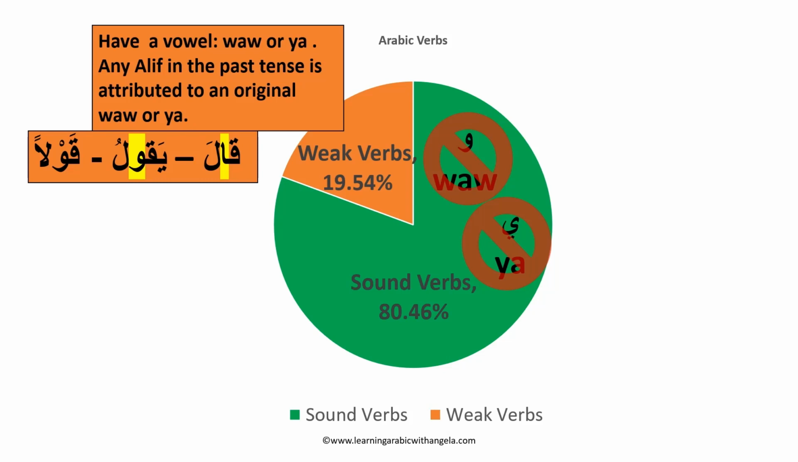You will come across an alif. The alif, however, it's important to know that the alif is always attributed back to an original waw or ya, such as in the example of qala, verb to say, or he said, qala. The alif in the middle is yaqulu in the present tense, so that's a waw. And we can always verify that by checking the present tense and the gerund as well, such as qawlan. So we can double check in a dictionary.